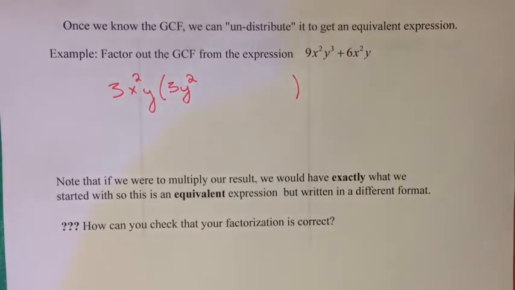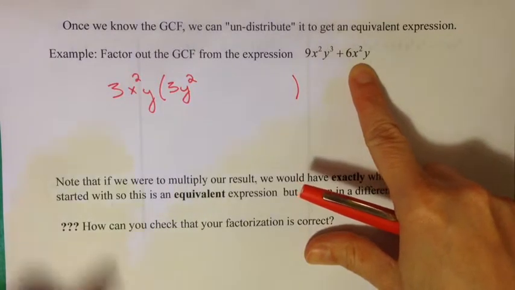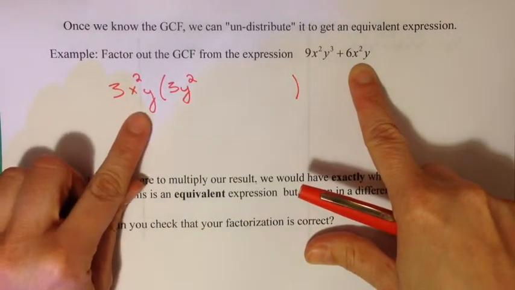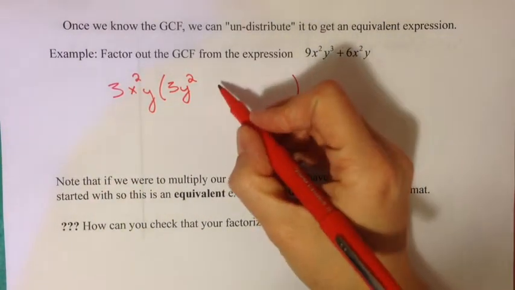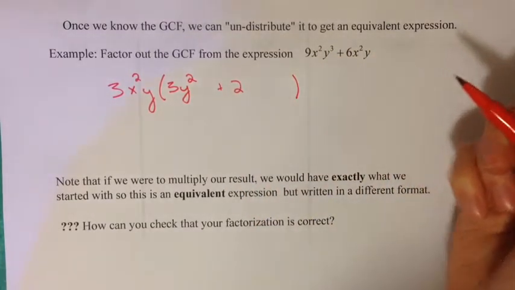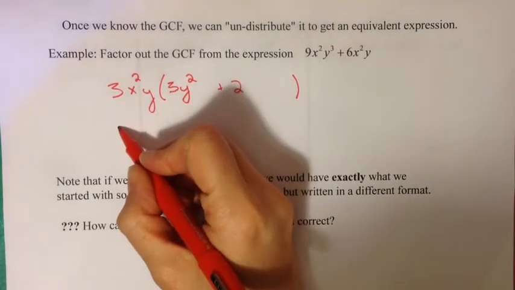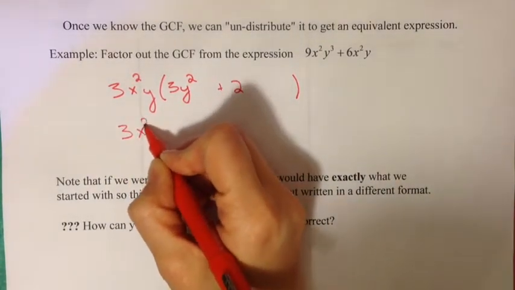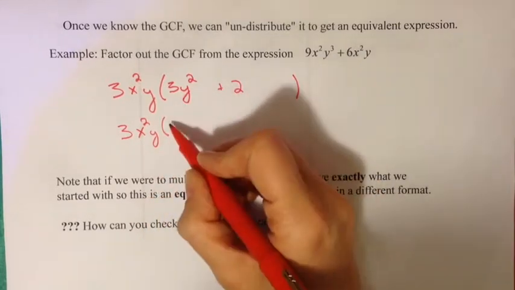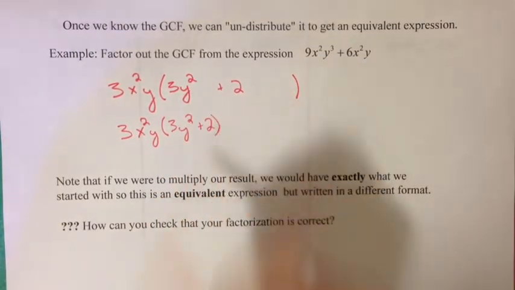Then I go ahead and ask myself, from the 6x squared y, what's left when I remove 3x squared y? And the answer is, we'll be left with 2, no x's, and no y's. I might write this down a little bit more concisely as 3x squared y multiplied by 3y squared plus 2.